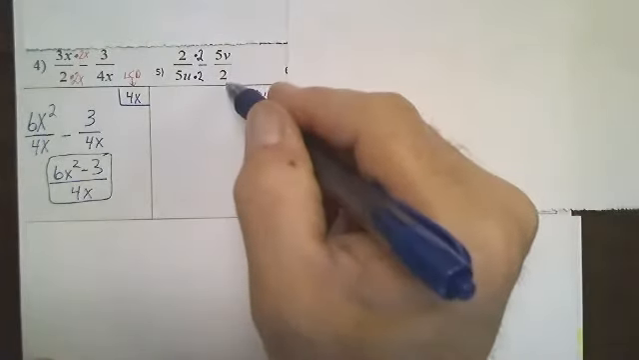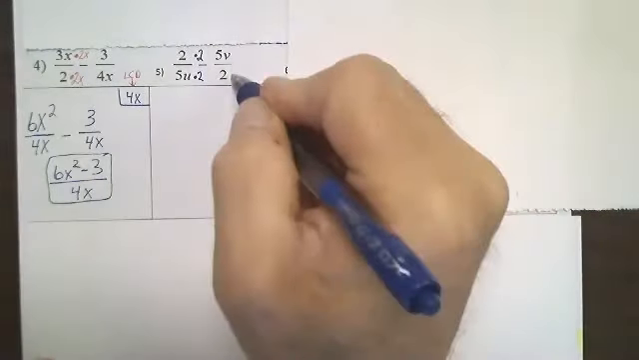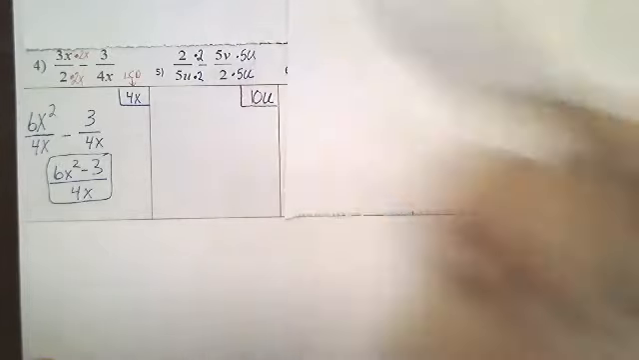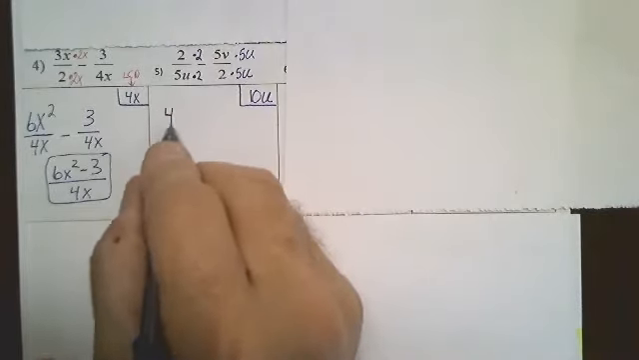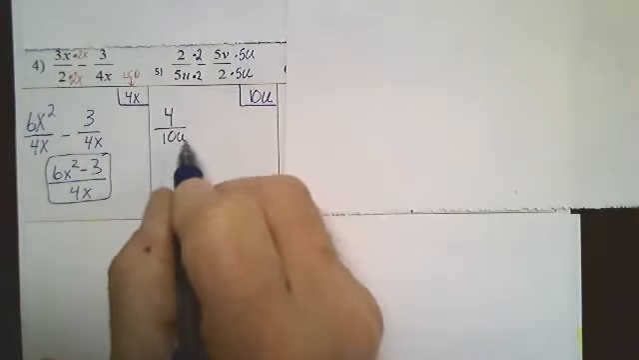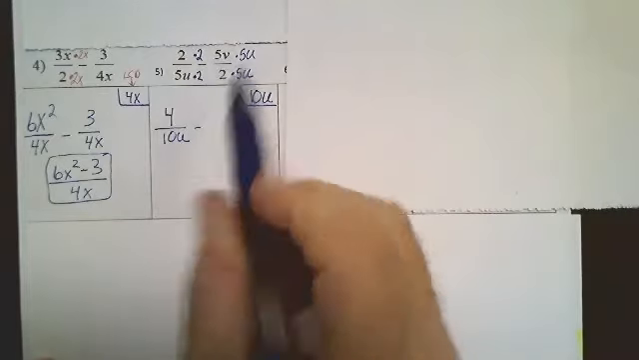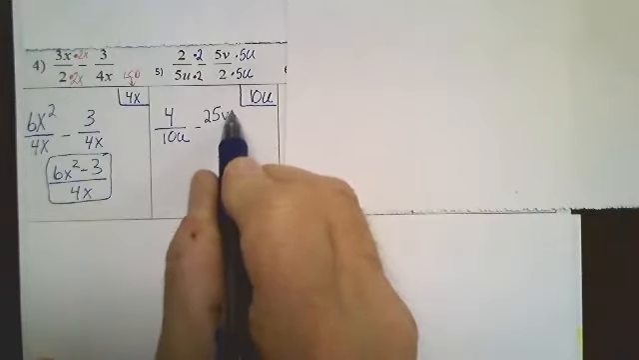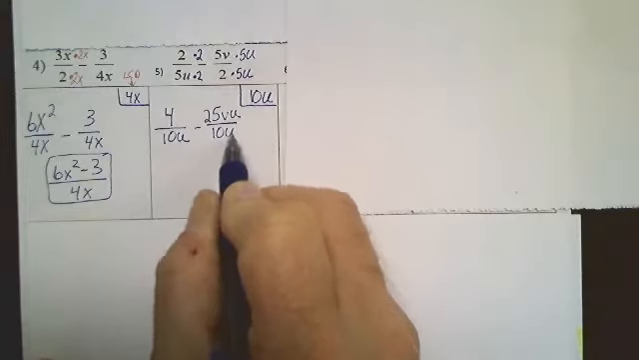This side, I want to turn 2 into 10u. So you multiply by 5u. On the top, 2 times 2 is 4. The bottom is 10u. Over here, 25 VU over 10u.